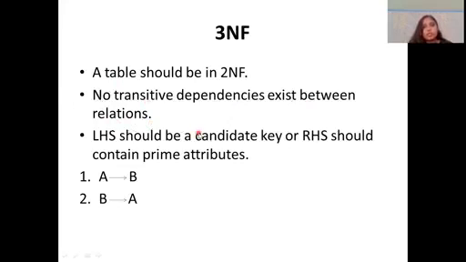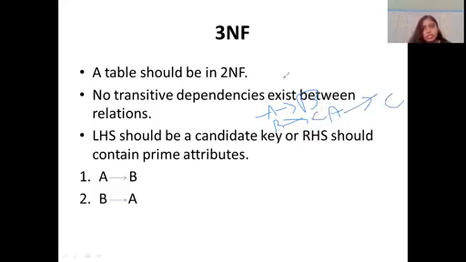So what is the transitive rule we have? For example, if A goes to B and B goes to C, then we can tell that A goes to C. That is the transitive rule we have. A goes to B and B goes to C, then we can tell that A goes to C. This is the transitive rule.